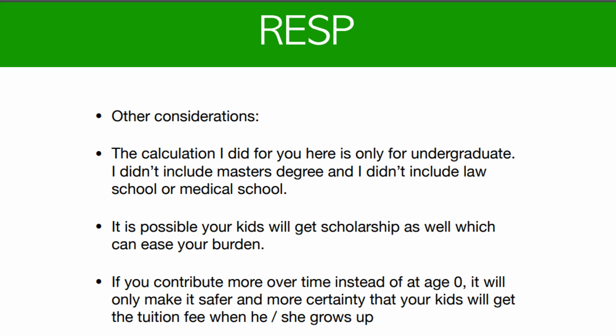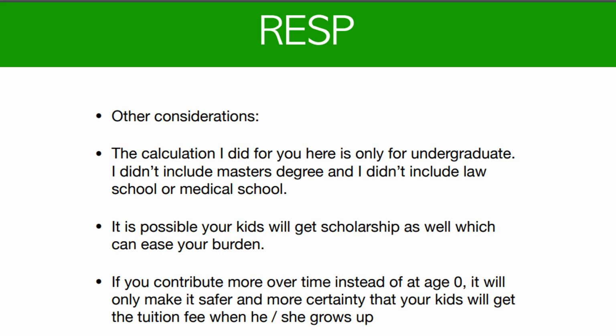Now, you will be near the max contribution in the beginning of the child's life. And this means if you plan for your child to go to Harvard, you need a large sum of money early on. And you need to create some sort of monthly contribution plan if you don't have that amount of money, which then you can work out. Now, the calculation I made here is only for an undergraduate degree. If you want your kid to go for a master's degree, then you need to contribute more money.